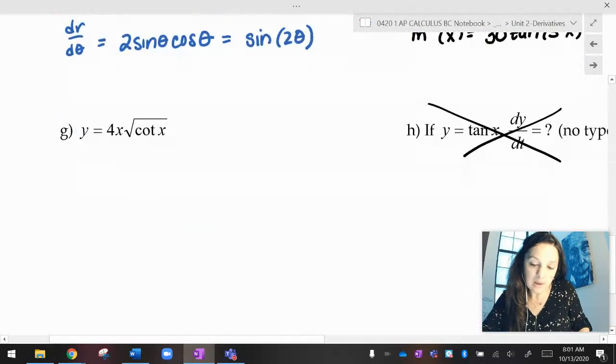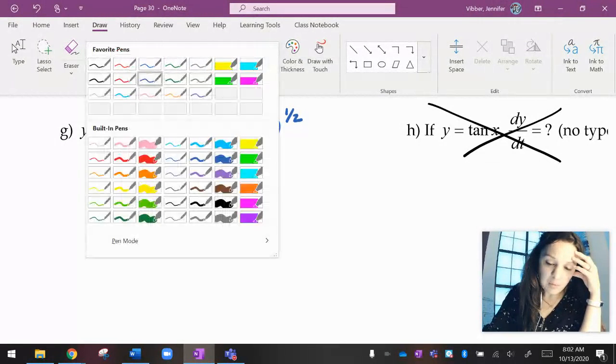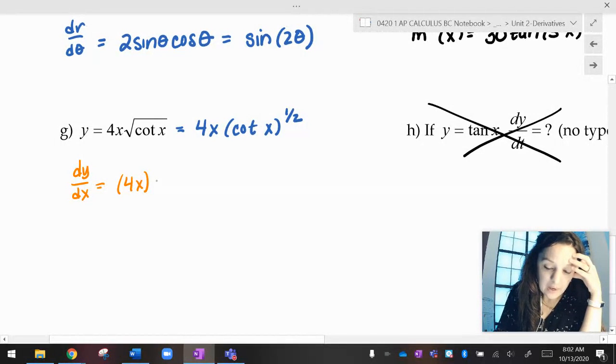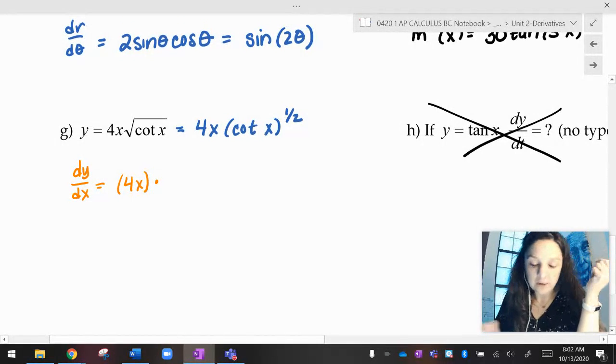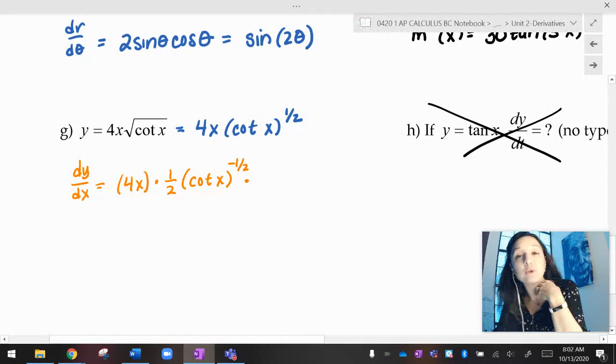All right, and last but not least, we've got G, which is going to be a product rule with a chain rule, because I'm going to rewrite this as 4x times cotan x to the 1/2. I'm bored with that color. Let's change to orange. So the derivative of 4x cotan x raised to the 1/2 is going to be dy dx equals the first times the derivative of the second. Here's the chain rule. Bring down the power, reduce it by 1, multiply by the derivative of the inside.